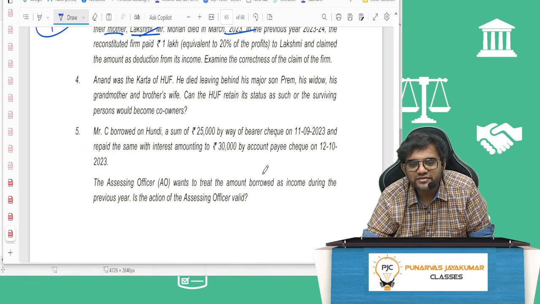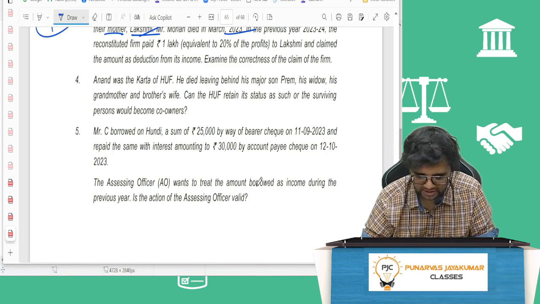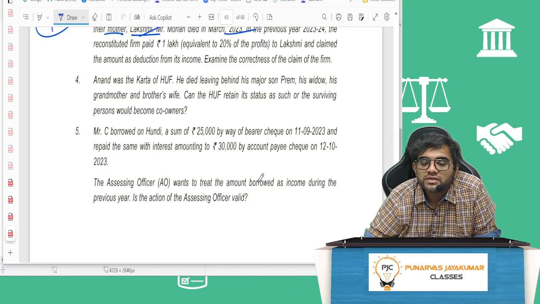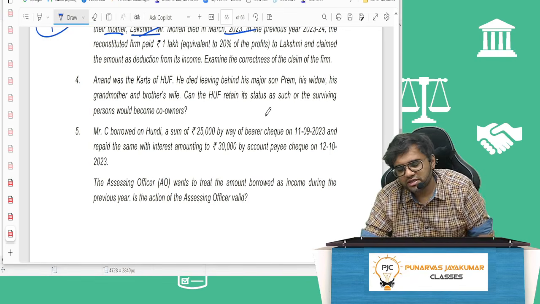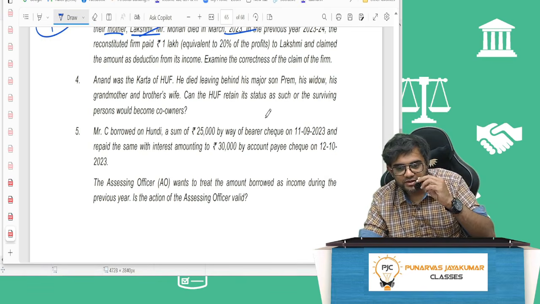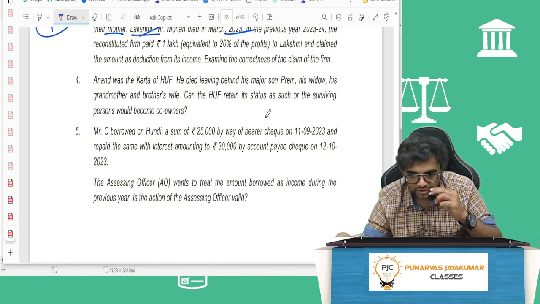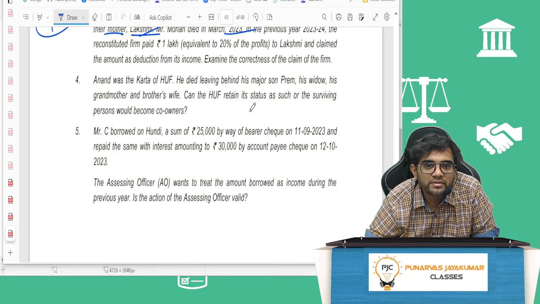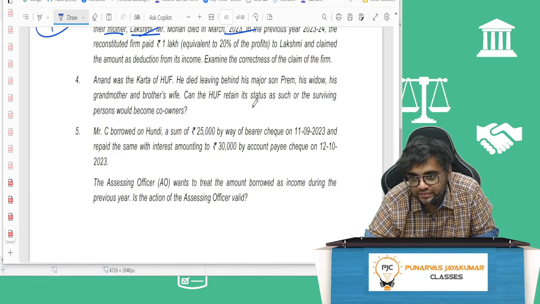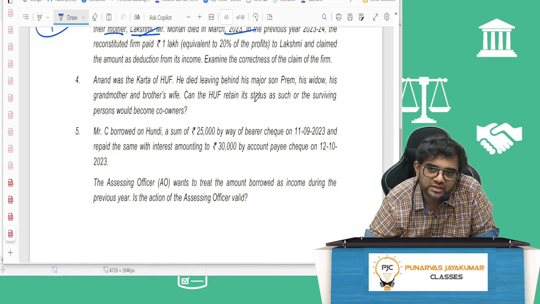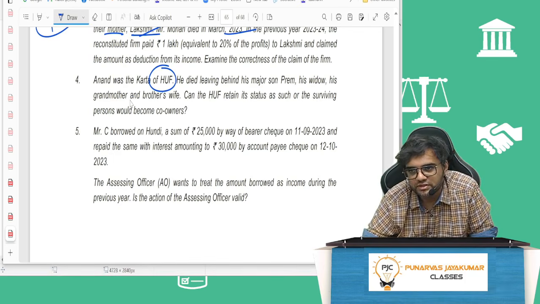Anand was the Karta of HUF. He died leaving behind his major son Prem, his widow and grandmother, and brother's wife. Next, can the HUF retain its status as such, with the surviving members becoming co-owners? So for an HUF, the only thing is that at the time of formation it should be formed by one person, and nowhere in the HUF law does it say you should always have male members, because now female members are also part of the HUF. Female also can be karta. Income tax also doesn't say that you should always have only male members, nothing like that. So it will still remain as a HUF, simple.